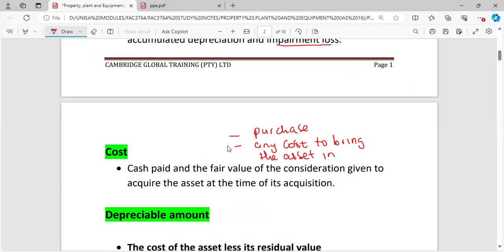So in a question, if you are provided with the purchase price, then they can say import duty, anything like foundations to place that particular asset, then it means they are going to form the cost of that PPE asset. So in a question, don't look at the purchase price only. Look at any cost that will bring that asset into use. Then you add them to the purchase price. That is going to be the cost of that particular asset.